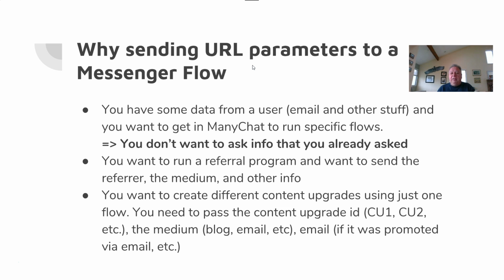And you may have in a Google Sheet, in one particular sheet, you say, okay, if the content upgrade is CU1, I will give them this particular ebook, or if it's CU2, I will give them this particular presentation or some other thing. So you get the idea.